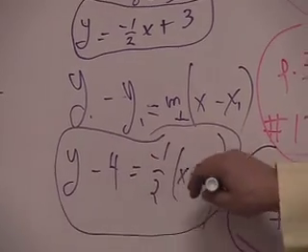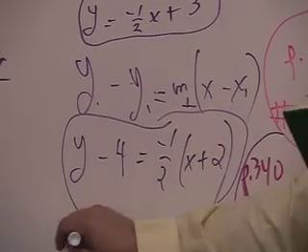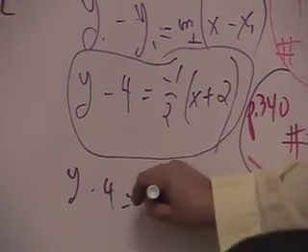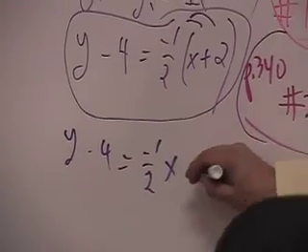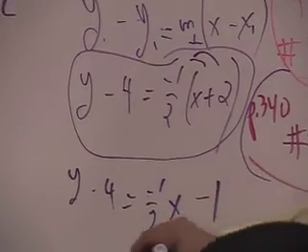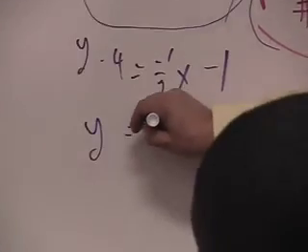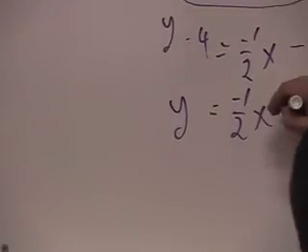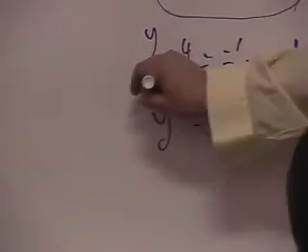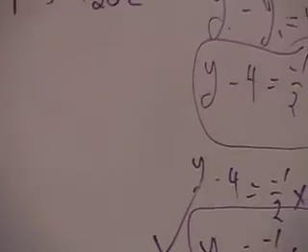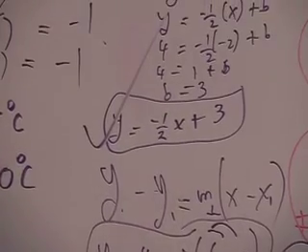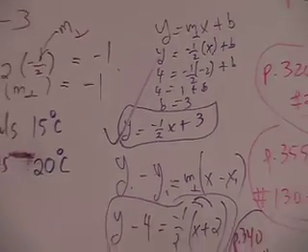This is y minus 4 equals negative 1/2 times x plus 2. I'm distributing, the rainbows. Then this is equal to negative 1/2 x minus 1. And then I add 4. Adding 4, we get plus 3. And there you go, presto, they're the same thing. Fantastic.